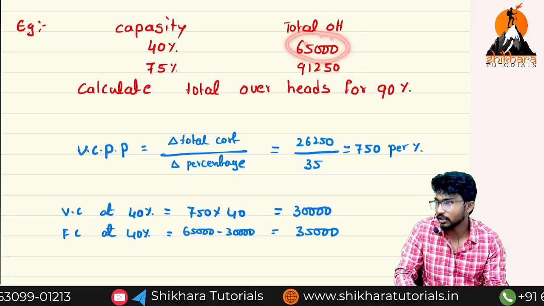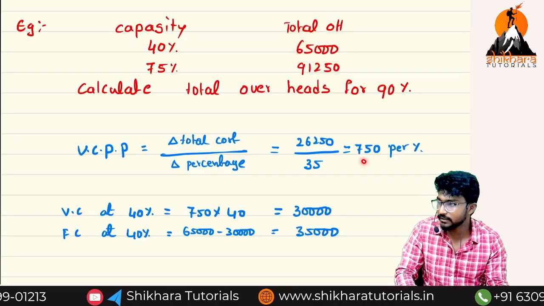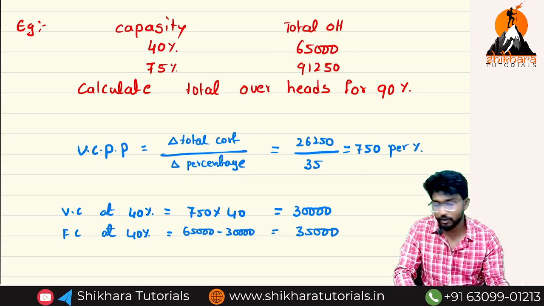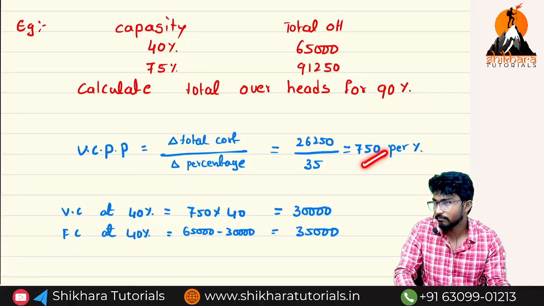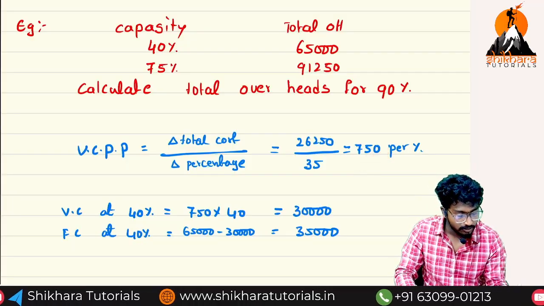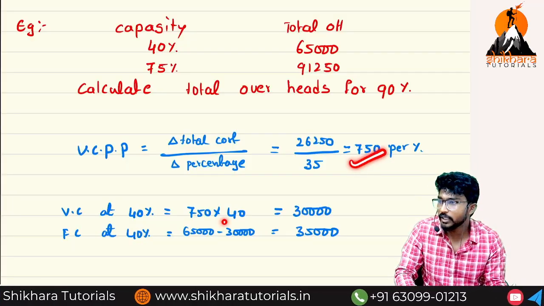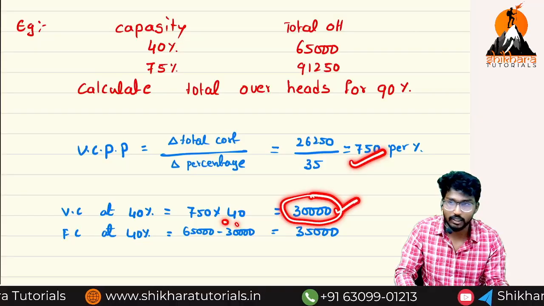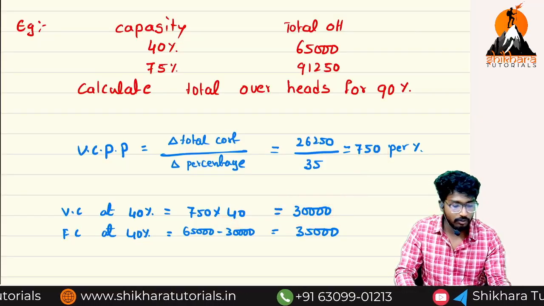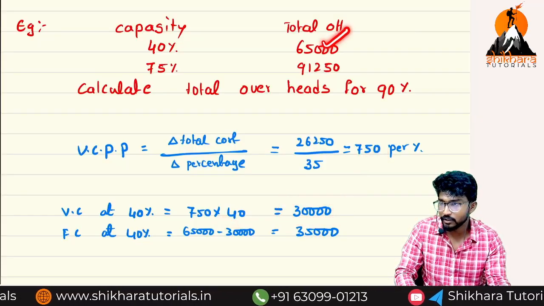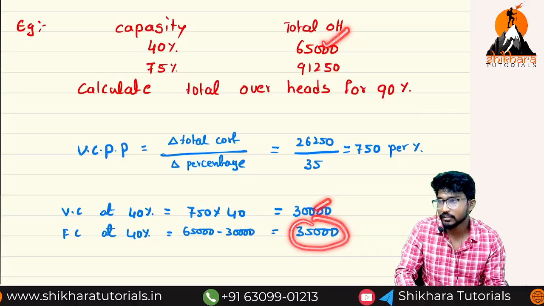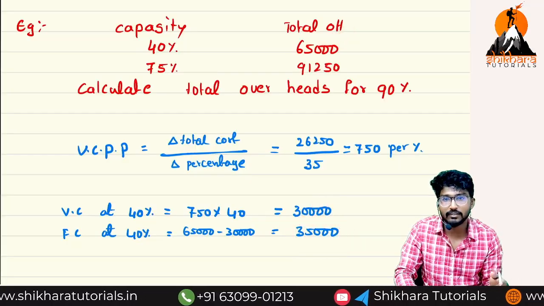Out of 65,000, 65,000 is total cost. Variable cost per percent is how much? Take it as per unit. Per unit is how much? 750 into how many percent? 40. So what is the total variable cost? 30,000. Now we have total cost of 65,000. If you minus the variable cost 30,000, you will be left with fixed cost of 35,000. Fixed cost is always constant only.